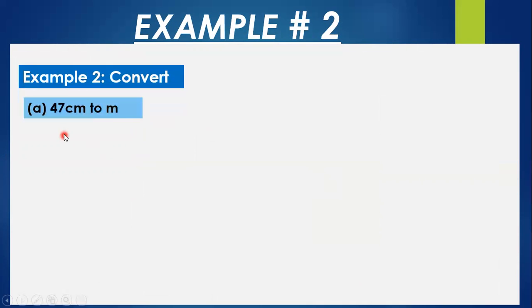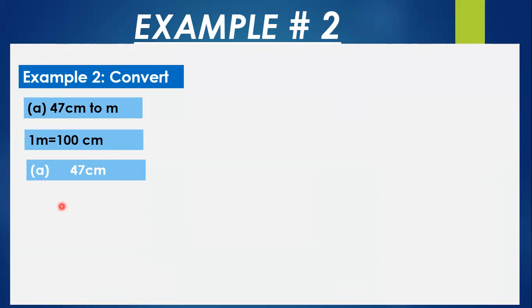Suppose you have an example, 47 centimeters to meters. You want to convert this centimeter to meter, smaller to bigger unit. When you convert smaller to bigger unit, you have to divide the value. Okay, so do you remember, 1 meter is equal to 100 centimeters. So 47 divided by 100.